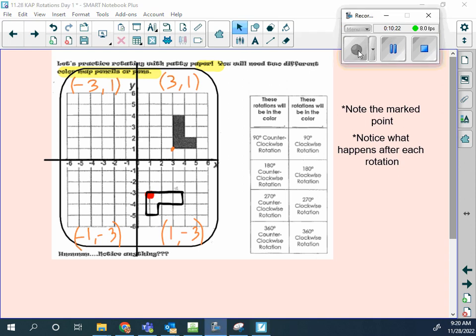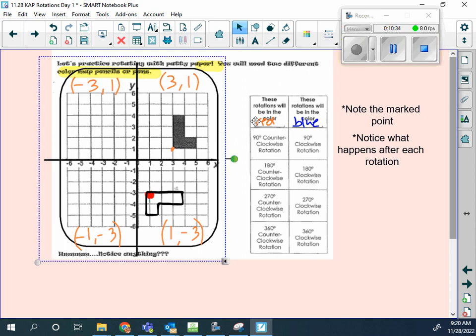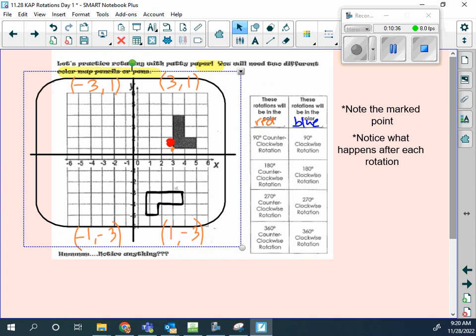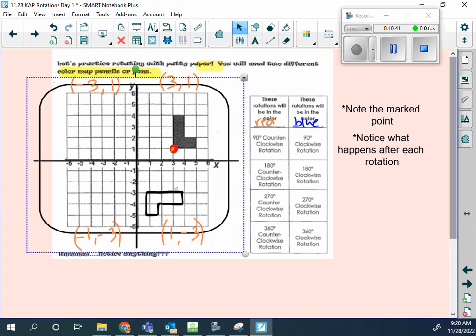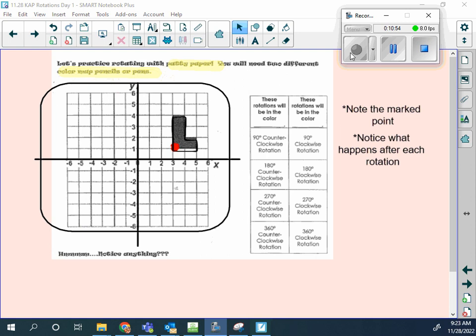I'm gonna pause it. Okay, so now what I want you guys to do, so I did that first set in red. Now I'm gonna go back and do the second set in blue. So I'm gonna put my patty paper back where I started with it. All right, and now I want you to go through on your own 90 degrees clockwise, turning to the right and recording using your other color.